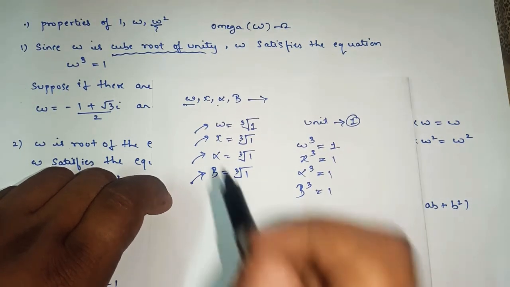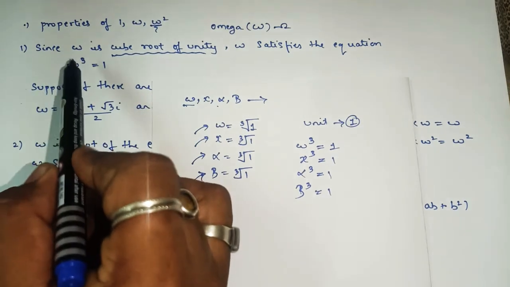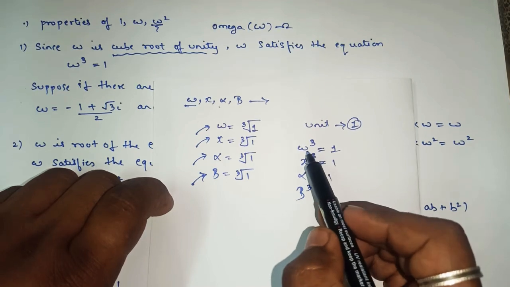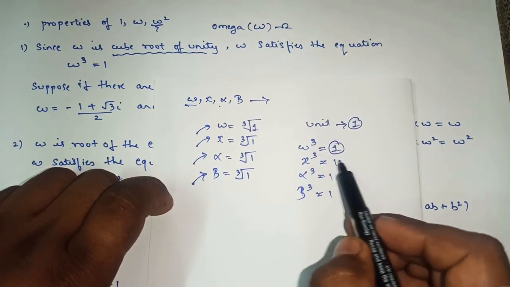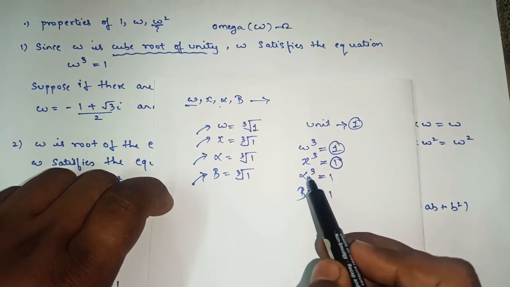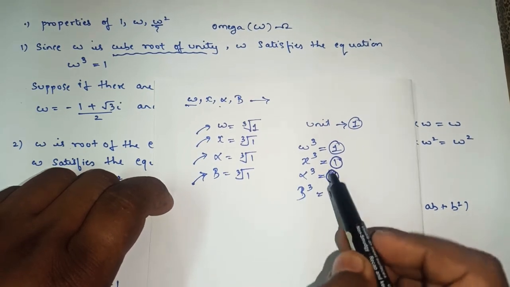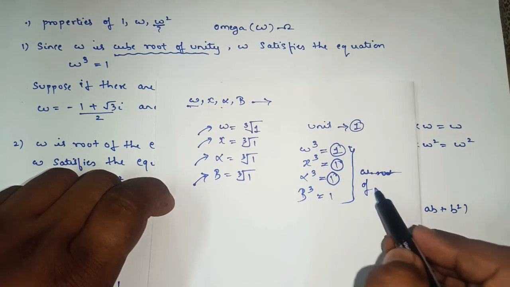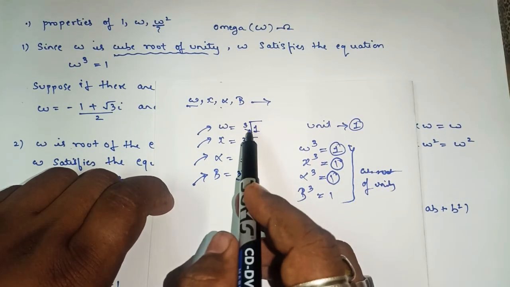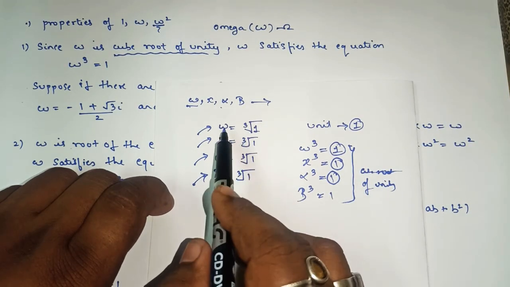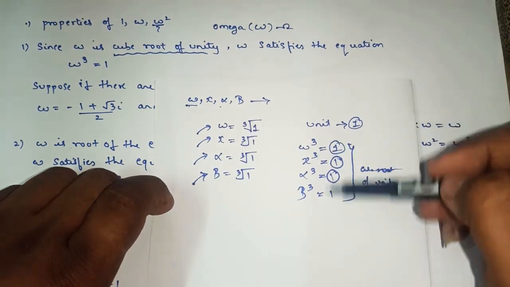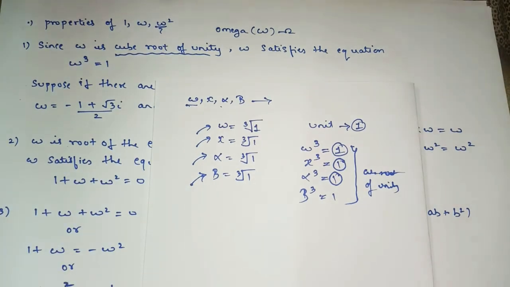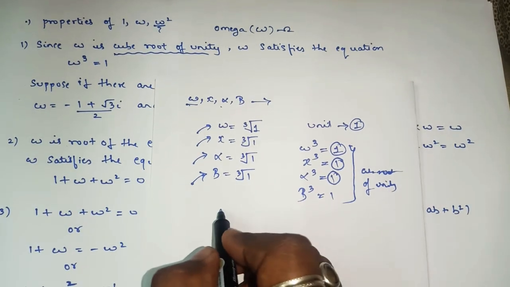In simple language, whenever it says that any variable is the cube root of unity, it means the cube of that particular term will be equal to 1. Cube root is the symbol, but when we take cube on both sides, you get this answer. So this concept is known as cube root of unity.